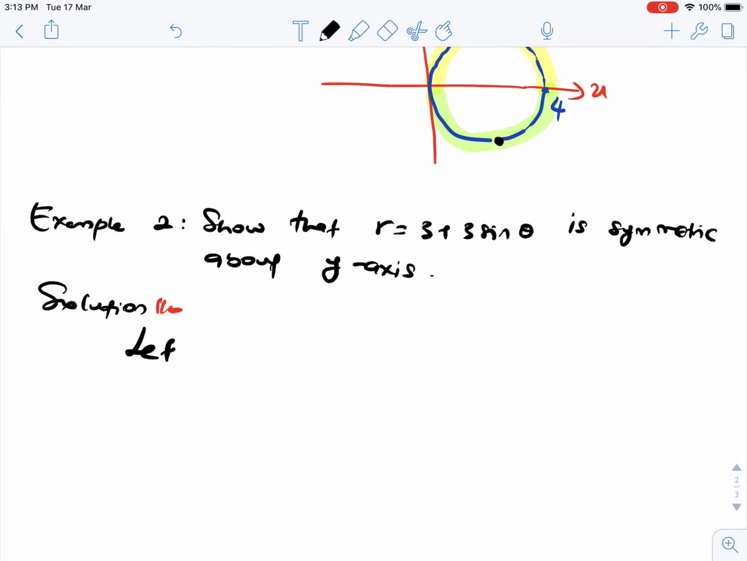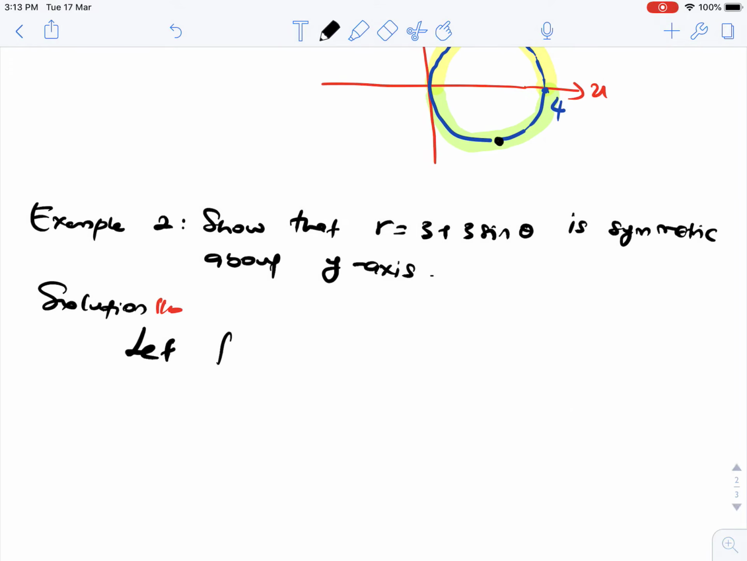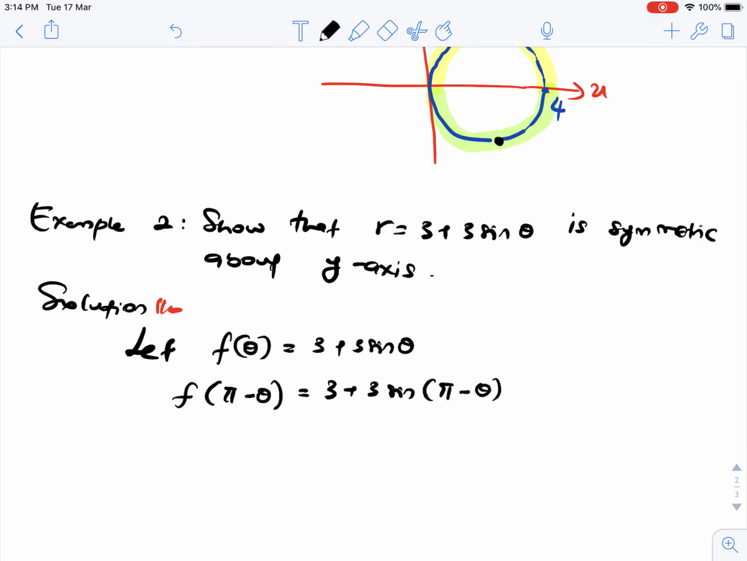First, we let f(theta) equal 3 plus 3 sine theta. Okay, next, we need to find f(pi minus theta). So we substitute pi minus theta in place of theta here. So we have 3 plus 3 sine(pi minus theta).